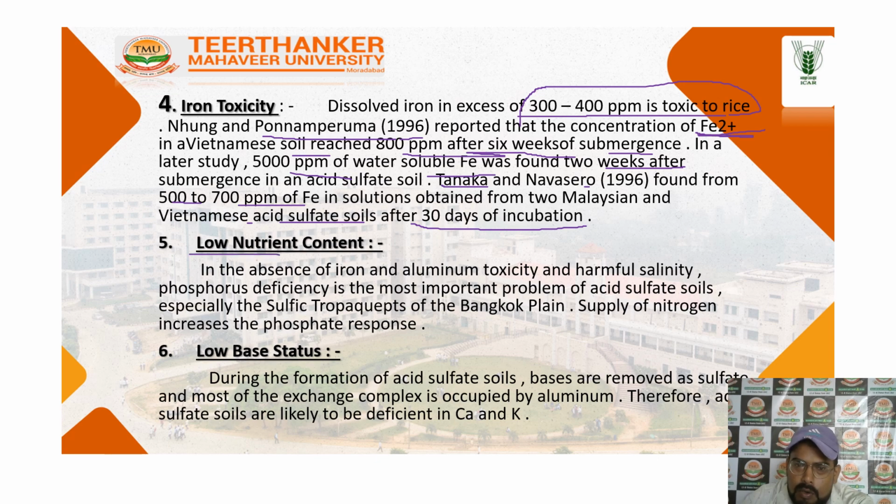Next is low nutrient content. Iron and aluminum toxicity, salinity and phosphorus deficiency are harmful. The most important problems with acid sulfate soil are deficiencies of sulfur, nitrogen and phosphorus. Then the low base status: during formation of acid sulfate soil, bases are removed. Most of the exchangeable complexes are occupied by aluminum, and the soils are likely deficient in calcium and potassium.